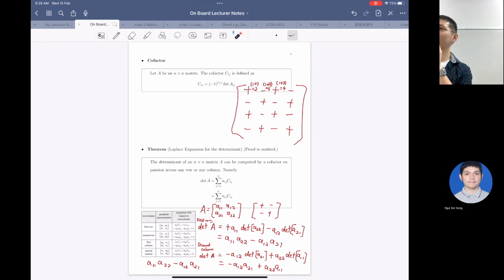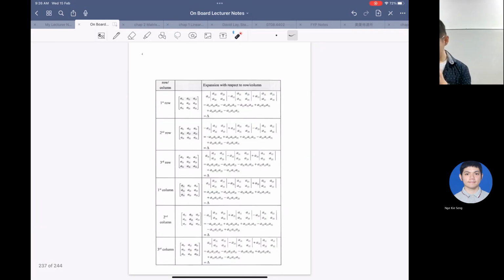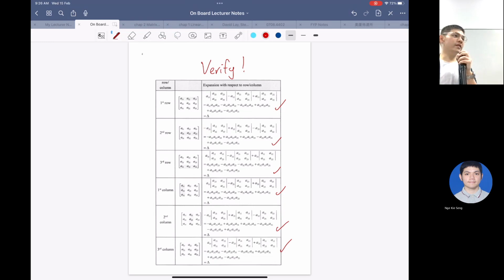Okay. So far okay. I see some notes here. So in this case, try to verify this page here. See that no matter which row or which column you expand using the formula, you will get the same product. Try to verify this yourself.